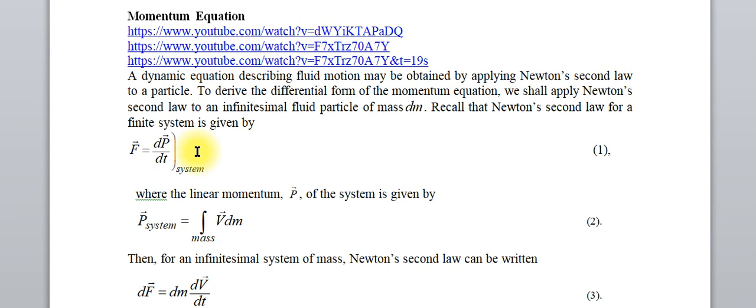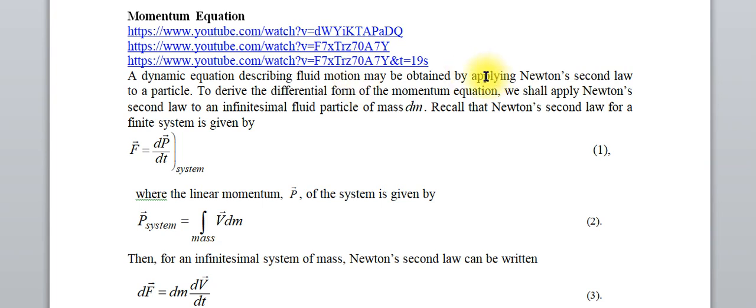After this lecture, we will have a momentum equation for any fluid, meaning for Newtonian or non-Newtonian fluids, and in Newtonian and non-Newtonian, time dependent or time independent fluids, or fluids which are shear thinning or shear thickening. Okay, so a dynamic equation describing fluid motion may be obtained.